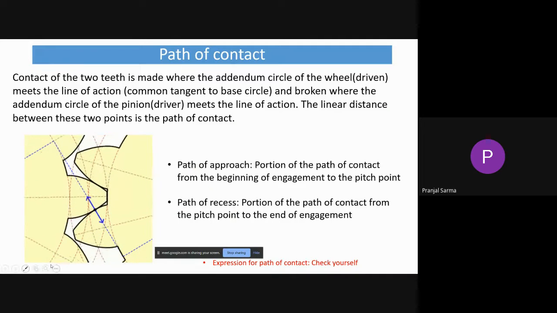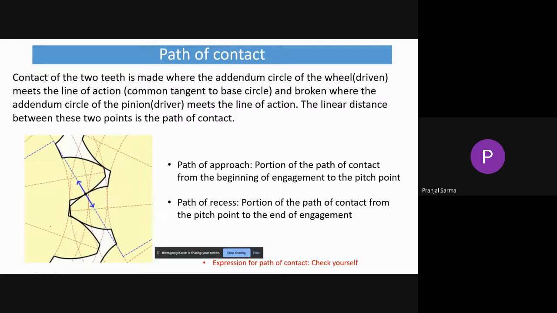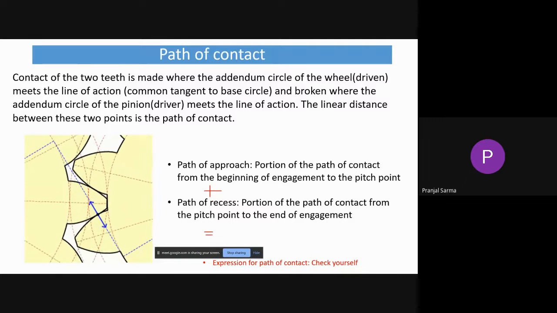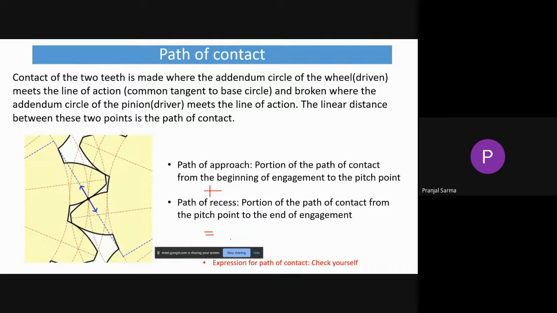Addition of these two, path of approach plus path of recess equal to what? You can tell me.